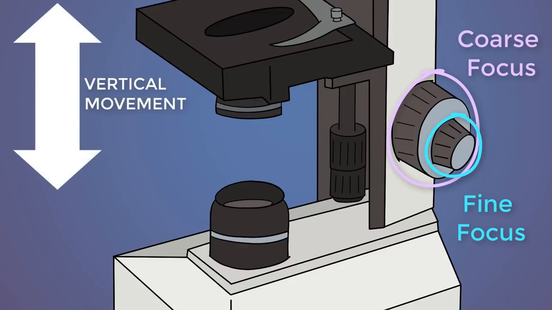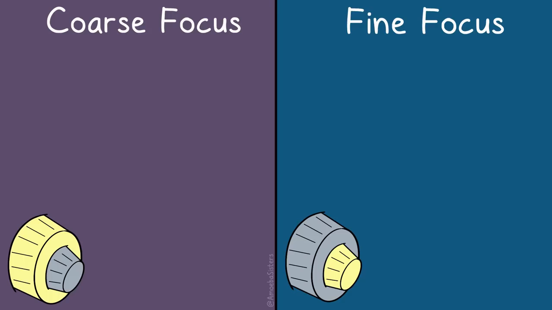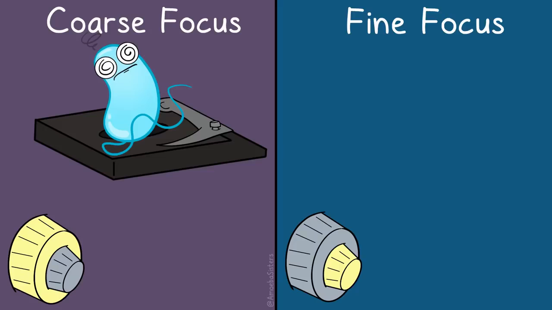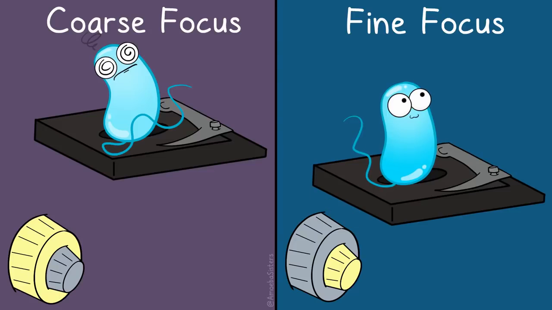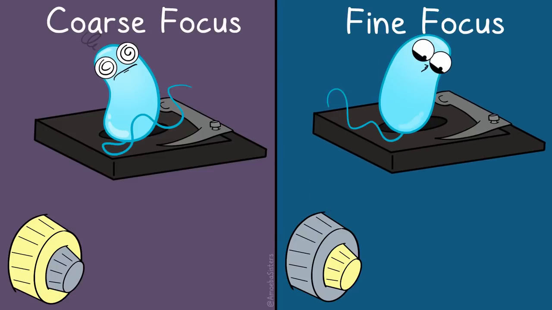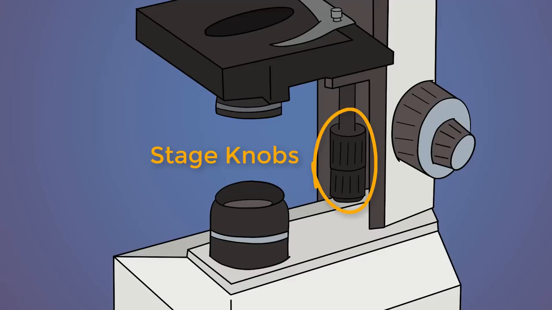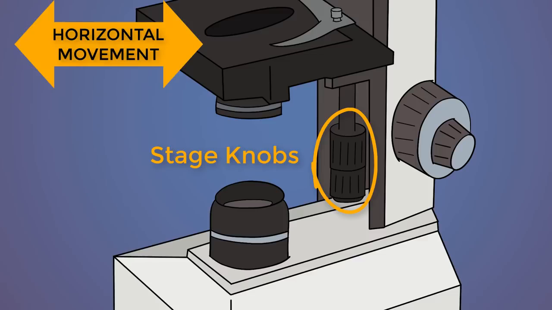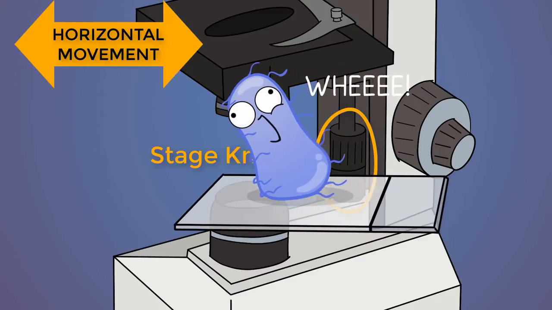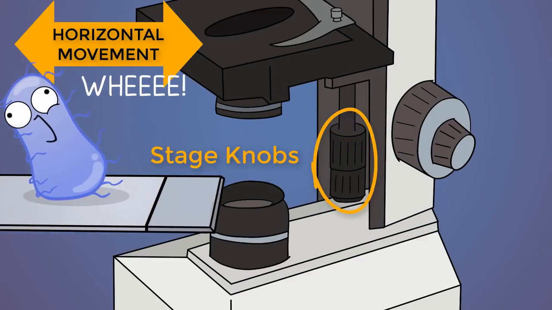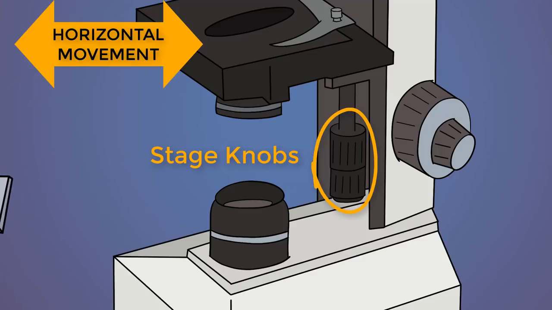Both of these knobs raise or lower the stage, which helps with focusing. The coarse focus knob will move it more dramatically, whereas the fine focus knob will move it in smaller increments. These knobs, the stage knobs, don't move the stage up and down, but rather from side to side instead. It helps you explore what's on the slide itself, but it isn't adjusting the focus of it.